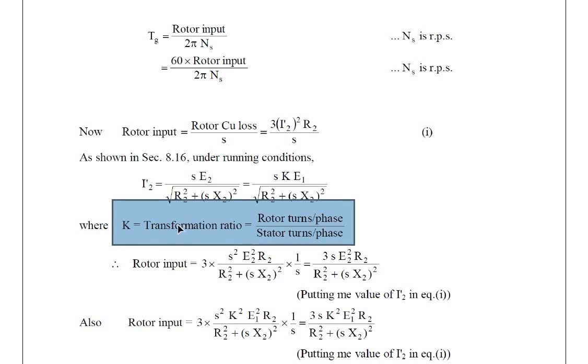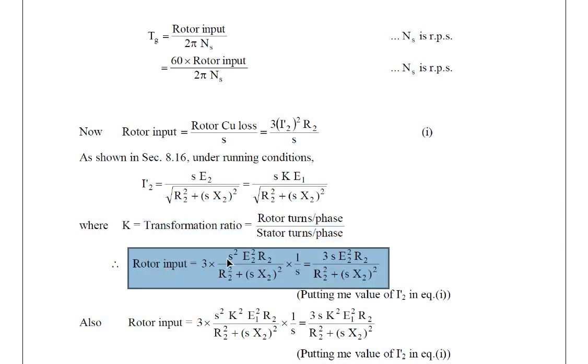So now rotor input, put this value of I2 dash in the rotor input equation. So it will become 3 as it is, I2 dash square. So it will become S square E2 square R2 divided by R2 square plus SX2 whole square, divided by 1 upon S. Now this is S square and this is S, so one S will be cancelled out, and our final equation with respect to E2 will be 3S E2 square R2 divided by R2 square plus SX2 square.